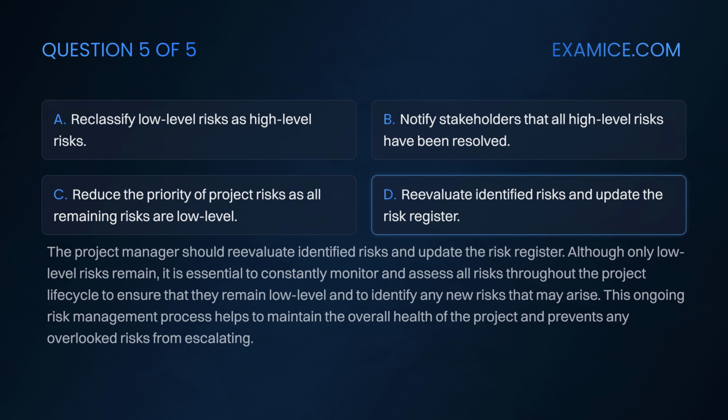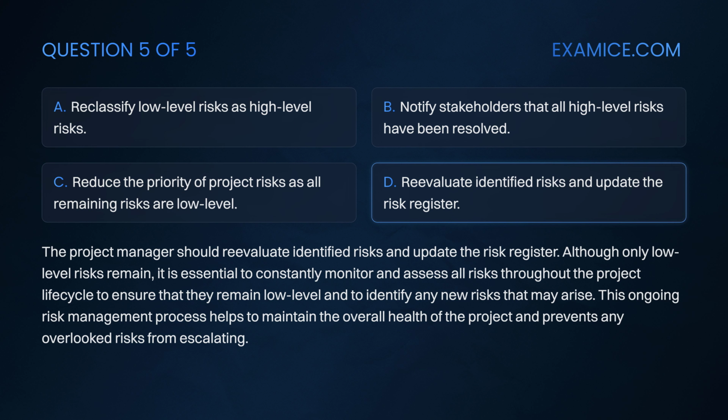The project manager should reevaluate identified risks and update the risk register. Although only low-level risks remain, it is essential to constantly monitor and assess all risks throughout the project lifecycle to ensure that they remain low-level and to identify any new risks that may arise. This ongoing risk management process helps to maintain the overall health of the project and prevents any overlooked risks from escalating.